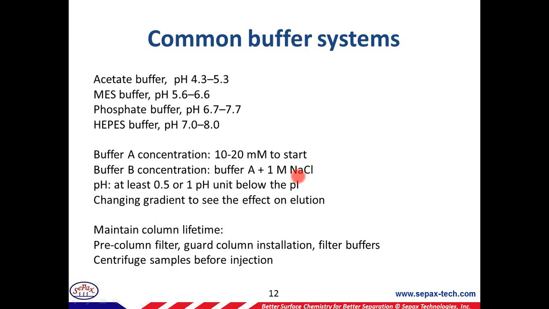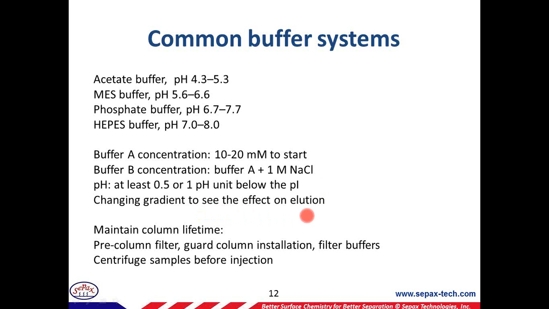But I highly recommend that you have 1 molar salt in at least one of the mobile phases, so you can clean your column after a few runs. Some samples are very sticky, so it's highly recommended to use a higher salt concentration to wash your column. For pH, use at least 0.5 or 1 pH unit below the pI. Here we're talking about cation exchange. This pH difference from the pI is needed to elute the protein off. And as you will see later with our mAb separations, we do have 1.5 or even 2 pH units below the pI for the buffer system.